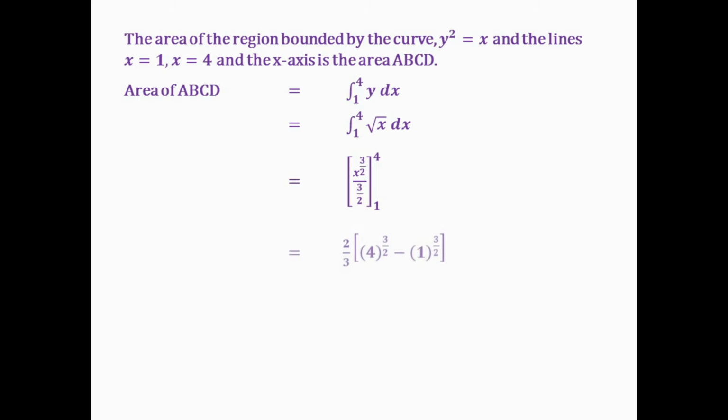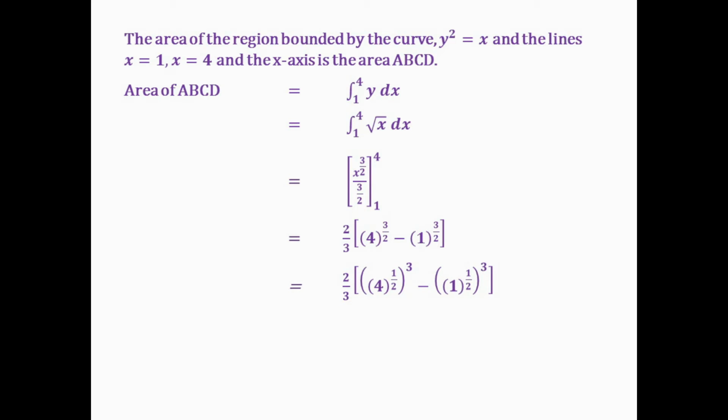Now when you write the denominator, you have to write the reciprocal because 2 goes to the numerator. So you will get 2 by 3 into. Substitute the limits in the place of x. The first one is 4 to the power 3 by 2 minus the second limit is 1, it is 1 to the power 3 by 2. Now power 3 by 2 can be divided into 1 by 2 into 3.